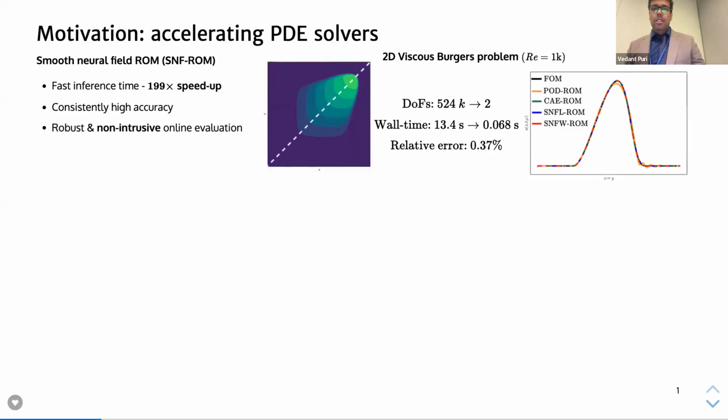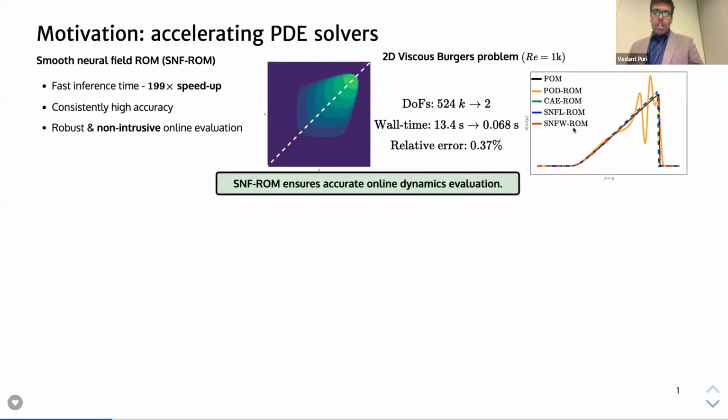Also, if you look at the diagonal profile of the solution, we see that our approaches, the blue and the red lines, capture the solution, including the steep shock, very accurately, whereas the comparison models fail to do so. The crux of our method is that we are able to ensure accurate online dynamics evaluation of the reduced state, although all of our contributions are on the dimensionality reduction side of things.